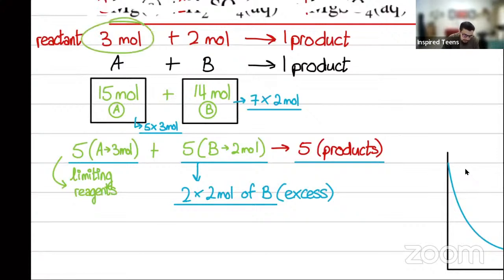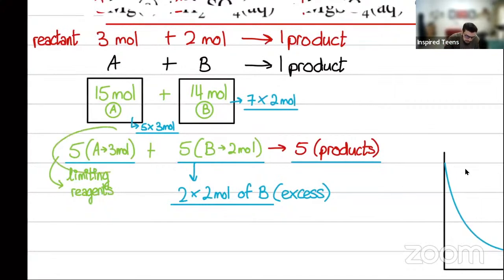So you react 3 moles of reactant A with 2 moles of reactant B to form one product. The one that would deplete first is going to be reactant A, because we technically have more bundles of reactant B than we have of reactant A. So reactant A finishes first. We use it all up, but we're left over with a certain amount of reactant B, and that is known as the excess, the one that's extra.